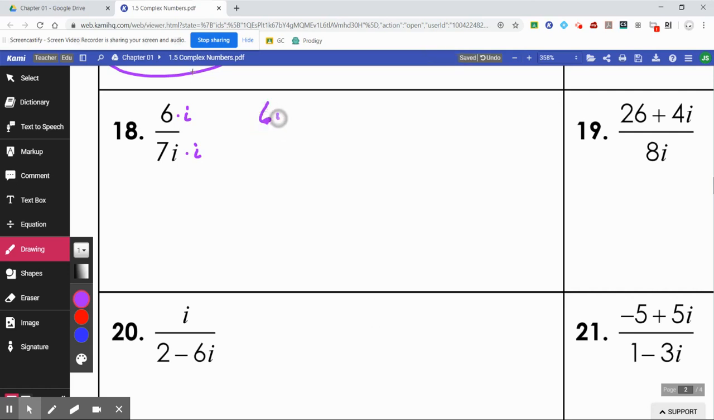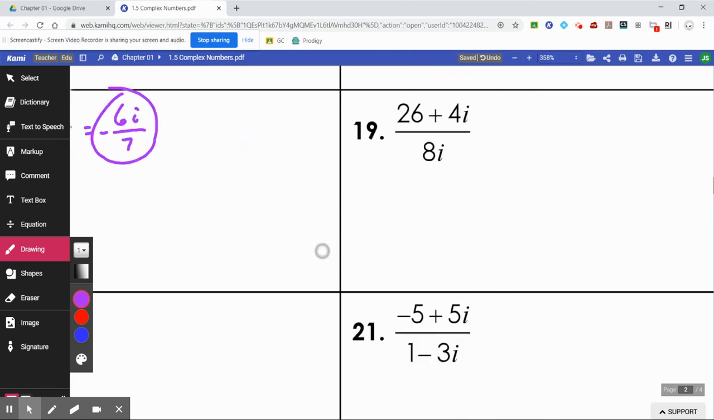So now on top you have 6i. On bottom you have 7i squared. And a reminder that i squared is -1. So that's going to be 7 times -1 on bottom, which is -7. And that's it. That negative can be written out front since it's a negative fraction.